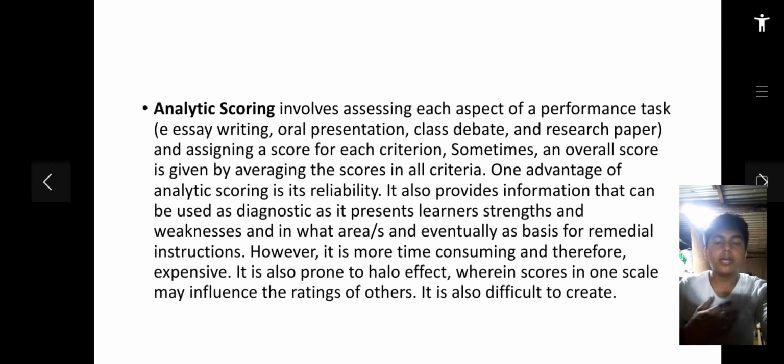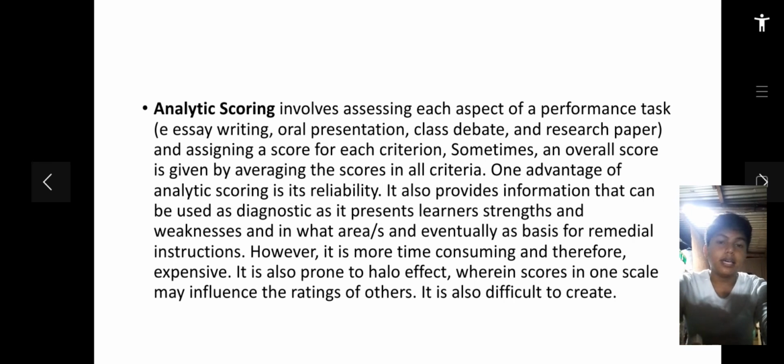The reliability of analytic scoring is one of its benefits. Additionally, it offers data that may be utilized as a diagnostic tool by identifying the areas of the learner's strengths and weaknesses, so that remedial education can be based on those areas.